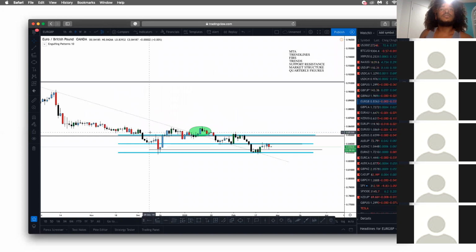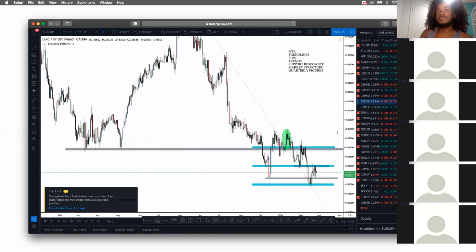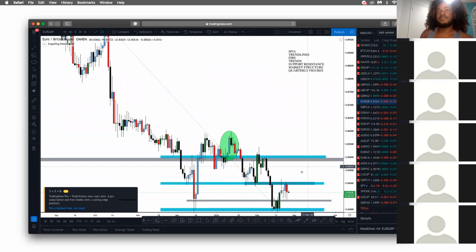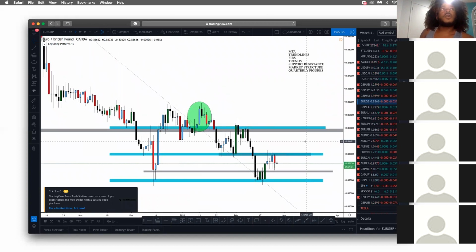So now let's go down to the daily. Now a while back, I believe I sent out a long on EURGBP down here because of this weekly trend line broken and this market structure and this demand zone, right? And I think this was the pips up to here.